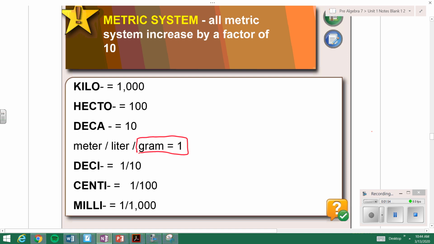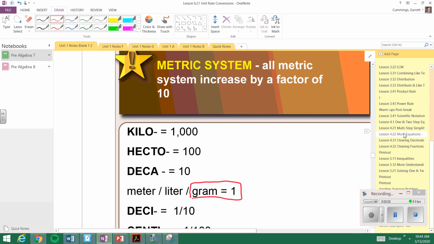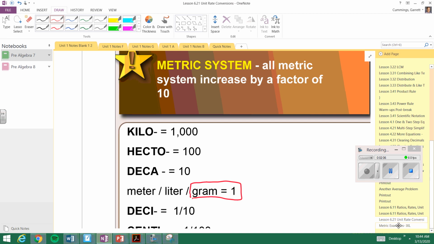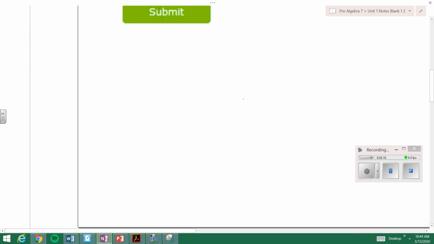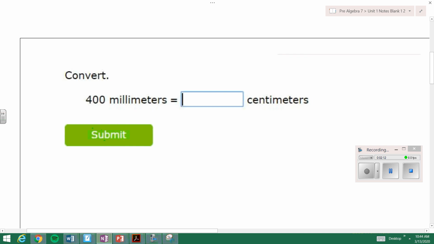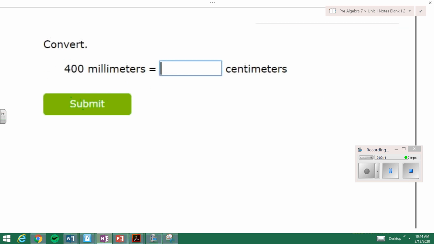Before we go on to more conversions, let's look at a couple IXL examples so we get a feel of how we could convert these metric units. Metric example. I screen grabbed one IXL problem, and it says 400 millimeters is equal to how many centimeters?